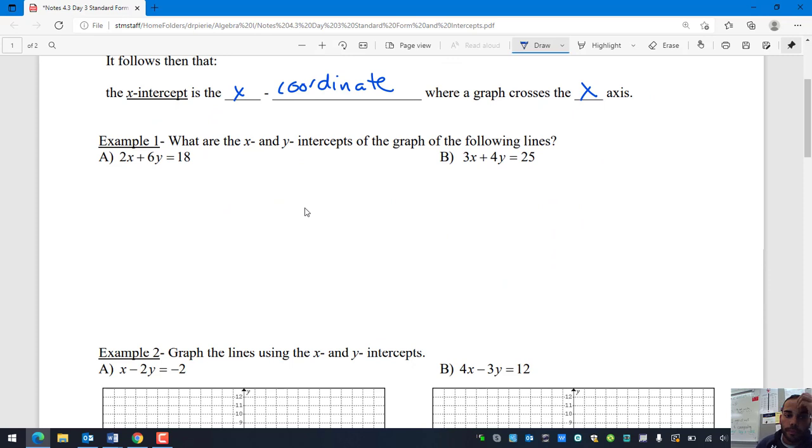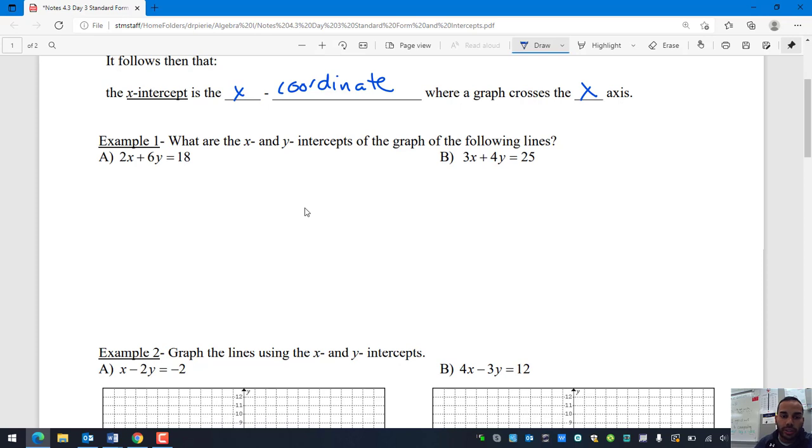So what we see here in example 1, it says, what are the x and y intercepts of the graph of the following lines? These equations look super ugly because x and y are on the same side, but all these are different ways to write the equation of a line. It's called standard form, but we'll talk about it a little bit more in a second. They're asking us to solve for the x and y intercepts, the two places where this line crosses the x and y axis.